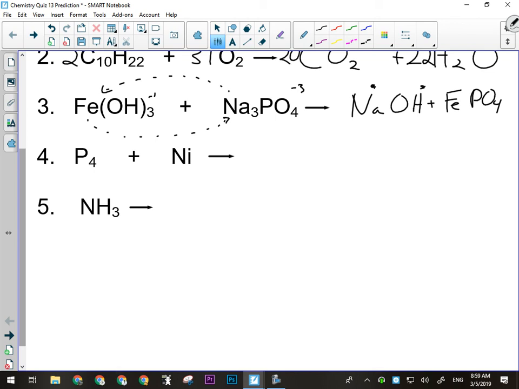hydroxide's a -1. So then that means that this compound is also fine the way I've written it because it's -3 and +3. So it's good that way as well. So you can give them a mark for NaOH, and you can give them a mark for FePO4.